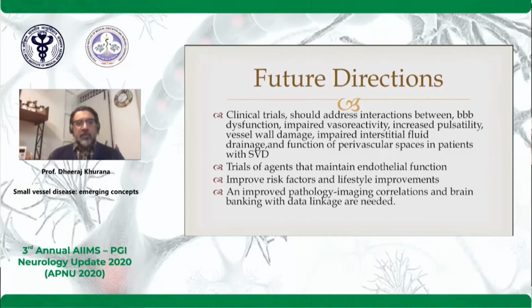So trials which may maintain endothelial function, and still more robust trials to improve the risk factors and lifestyle improvements, need to be carried out. And correlations with pathology and brain banking with data linkage, since genetic predispositions are well known, and we need to do data linkage with that.